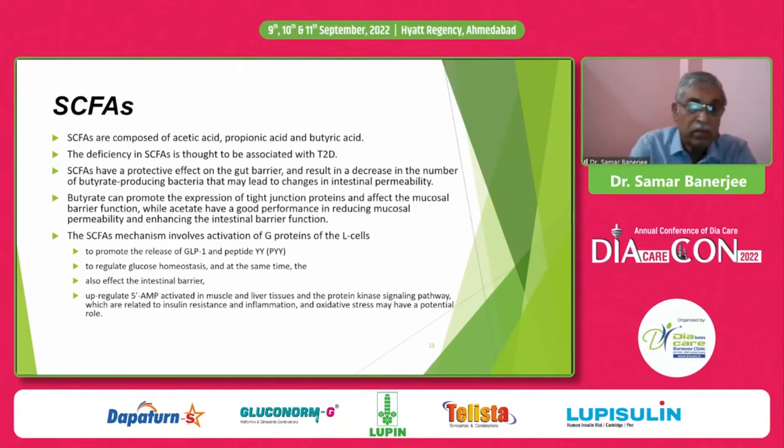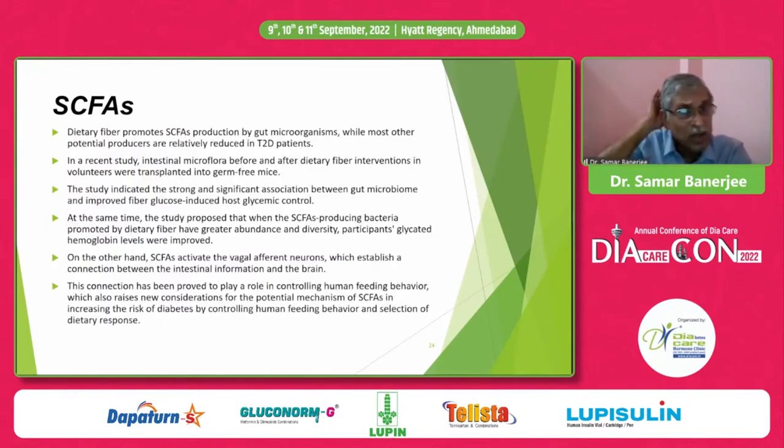Then, dietary fiber promotes short-chain fatty acid production by gut microorganisms, while most other potential producers are relatively reduced in type 2 diabetes. Intestinal microflora before and after dietary fiber intervention in volunteers were transplanted into germ-free mice, and that indicated a strong and significant association between gut microbiome and improved fiber-induced post-meal glycemic control. At the same time, the study proposed that when the short-chain fatty acid-producing bacteria promoted by dietary fiber have greater abundance and diversity, participant glycated hemoglobin levels also improved.